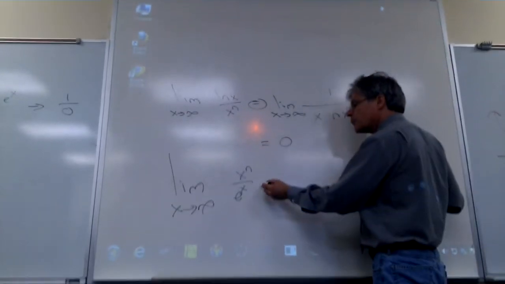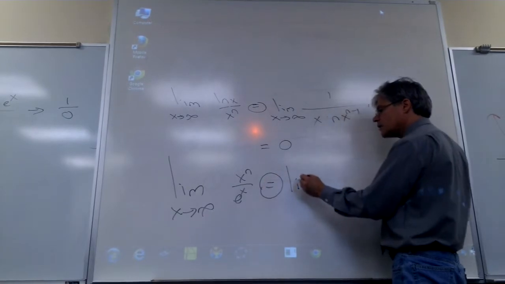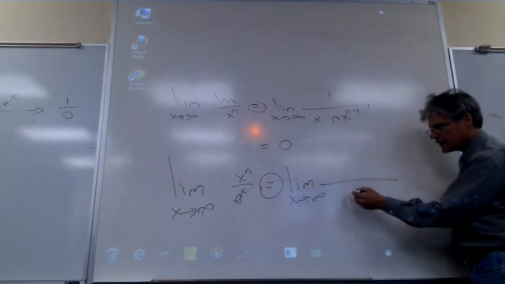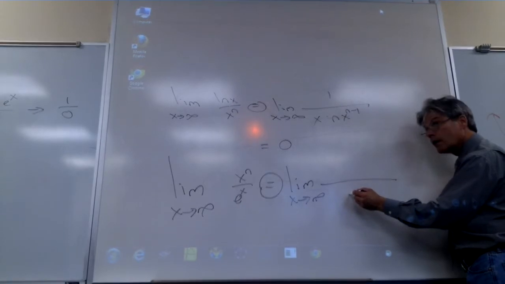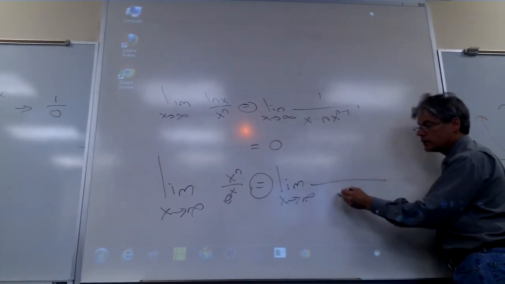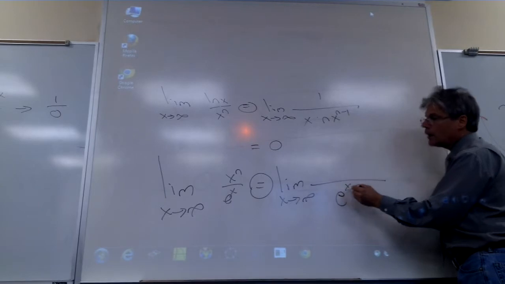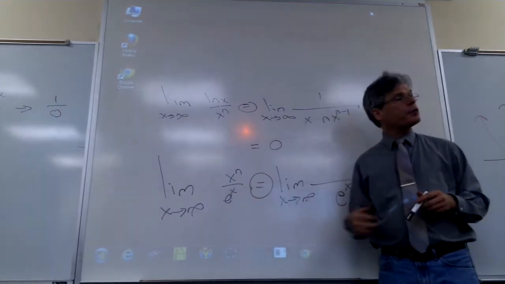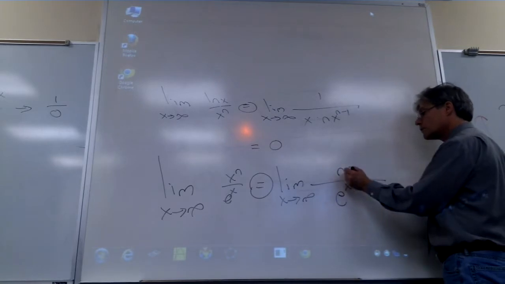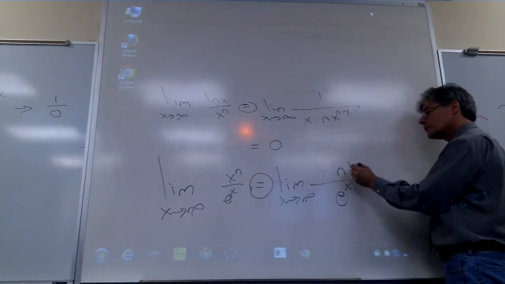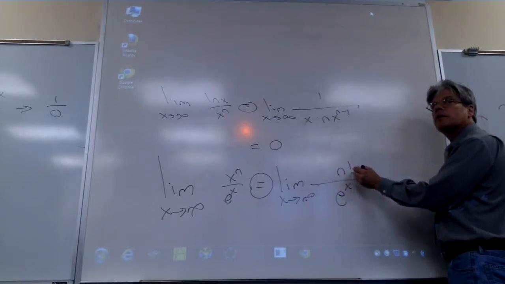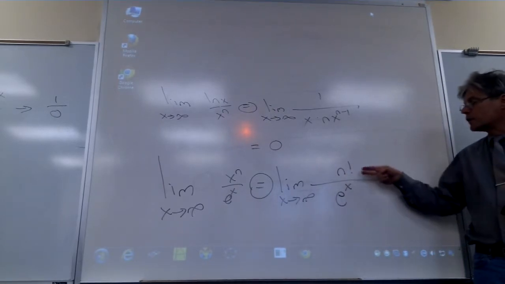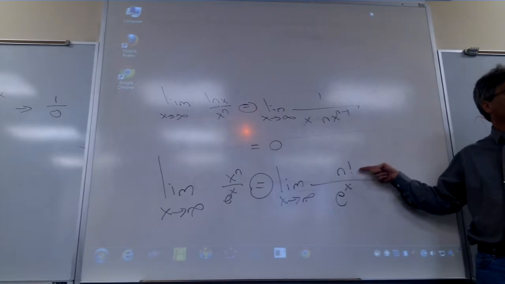Well, if we apply L'Hopital's rule n times, you guys help me with this. What do I get downstairs? E to the x, very nice. But if I apply L'Hopital's rule n times upstairs, what do I get? n times x to what power? None. Zero power, which is just 1. I want a yes or no answer. Is it a constant? It is.